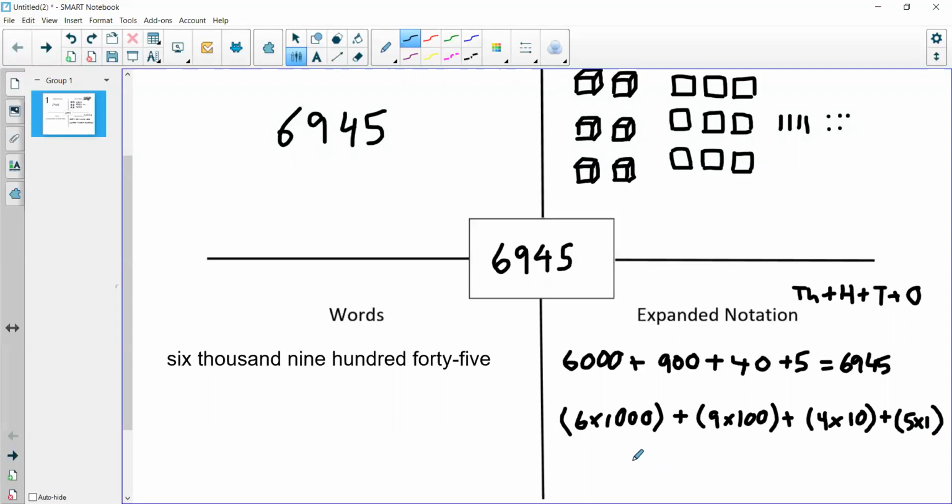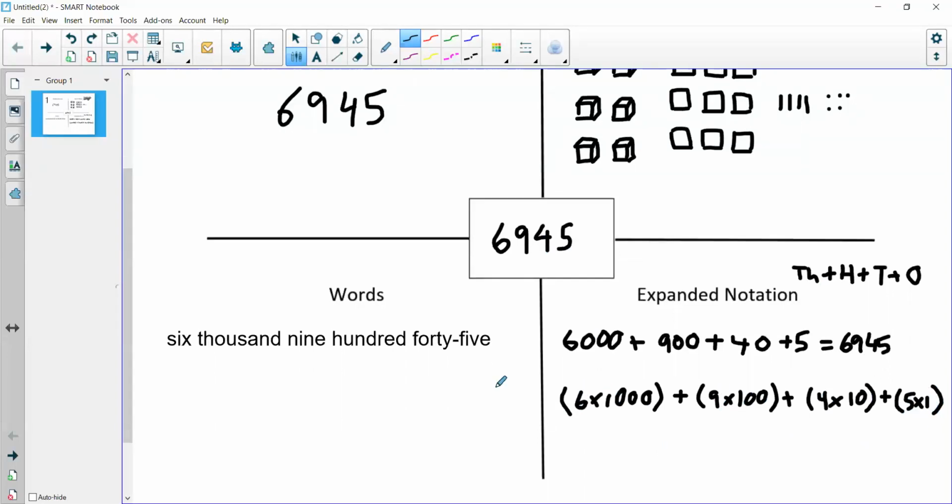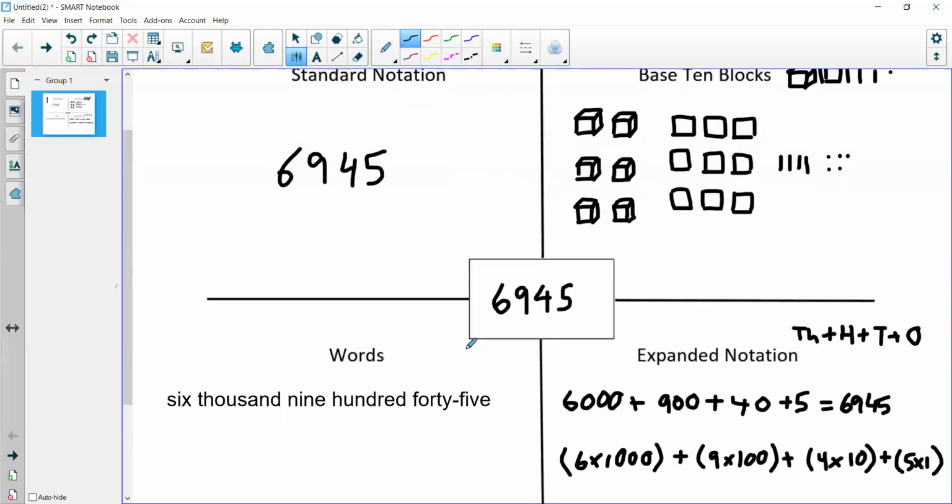The reason I'm doing this is because I have 6 thousands, 9 hundreds, 4 tens to make 40, and 5 ones. This is how you represent numbers in 4 different ways.